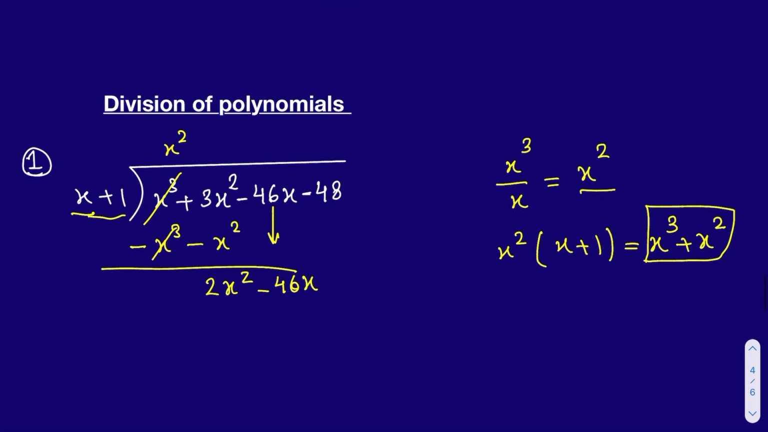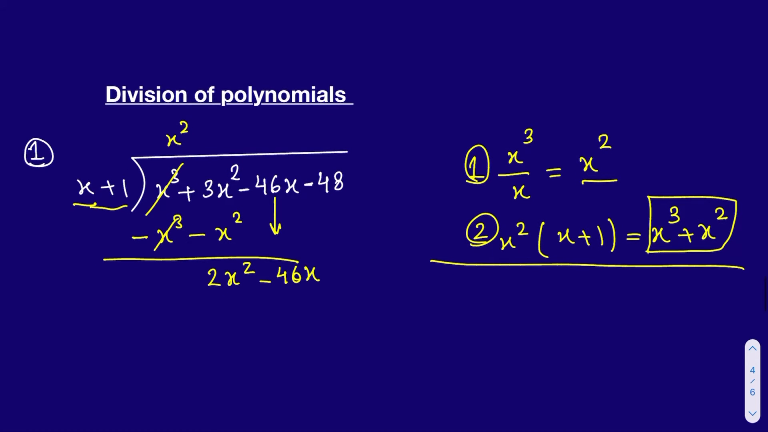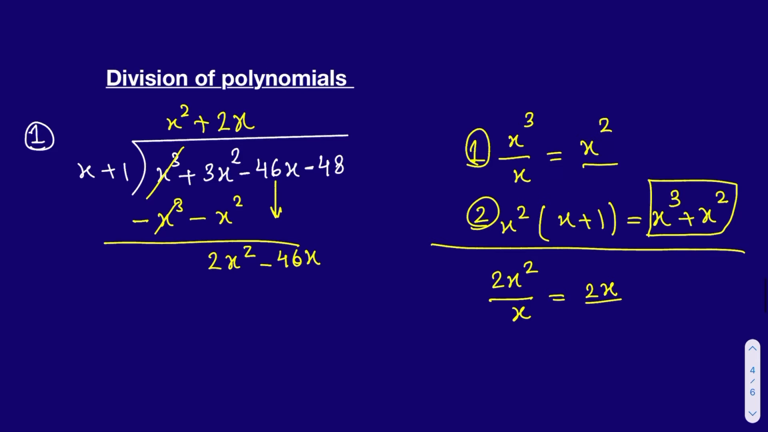Now I will repeat again these two steps, step number 1 and 2. Again I will repeat it from what we have got here, okay. So step number 1, I will look at the first term of the new polynomial that I've got here, which is 2x^2, and again I will divide it by the first term of the divisor, which is x, okay, and the answer will be equal to 2x. So immediately I will write this 2x here, okay, and then this is step number 1.